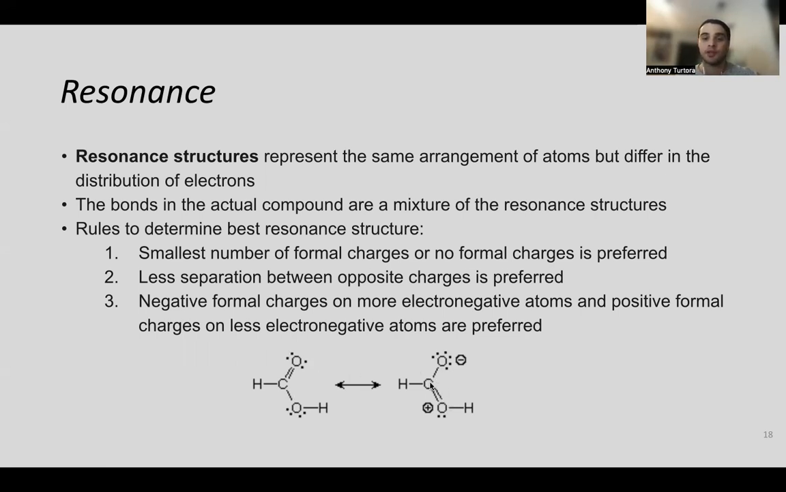Here we do have formal charge, and overall it's a neutral compound, and it is a correct drawing of the Lewis dot structure, but it is not going to be the best resonance structure and is not going to contribute to what the actual compound looks like the most.